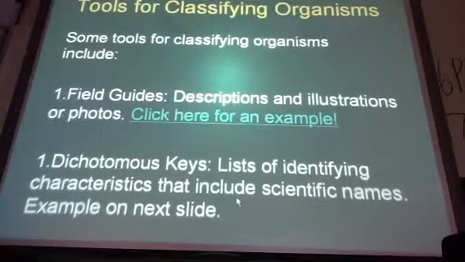Tools for classifying organisms. Some tools for classifying organisms include field guides, which include descriptions and illustrations or photos, or drawings and pictures, and then a dichotomous key. The dichotomous key is what you used for the data analysis and problem solving corner for our unit. And dichotomous keys are lists identifying characteristics that include scientific names.